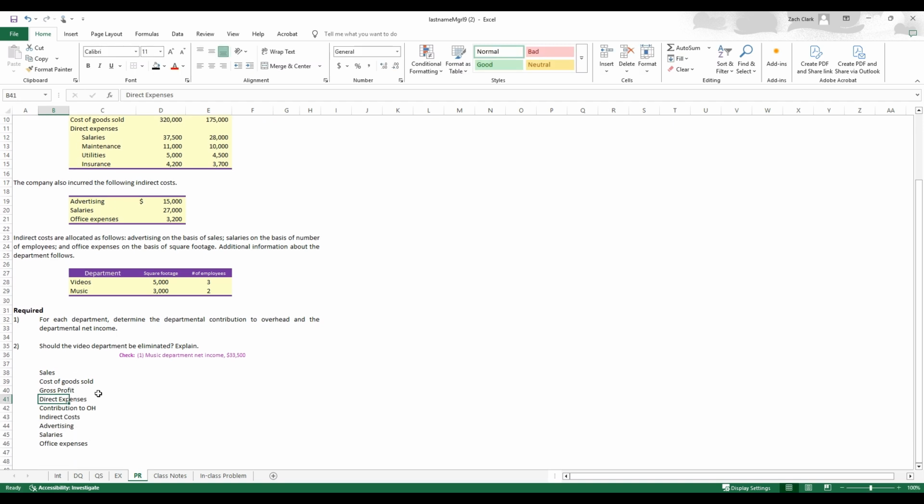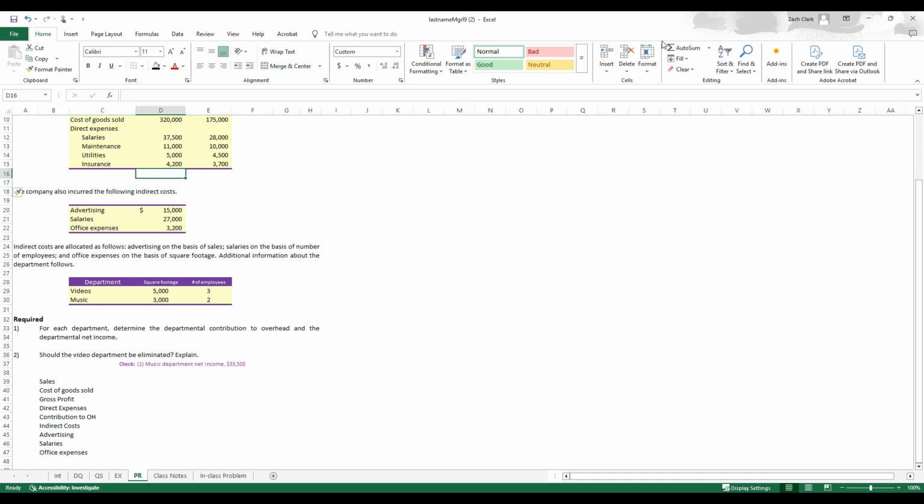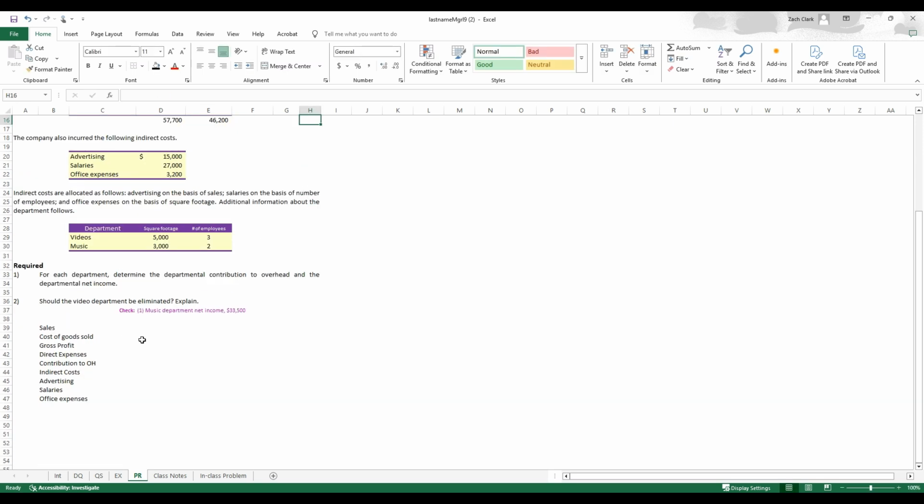And we'll leave that. We'll do our direct expenses as a total. Actually, let's sum these all up right here. So the total direct expenses are those two. We're going to need that down below. Okay.